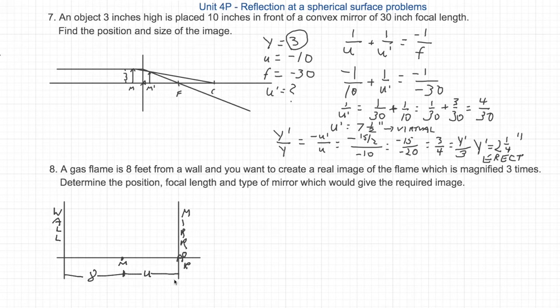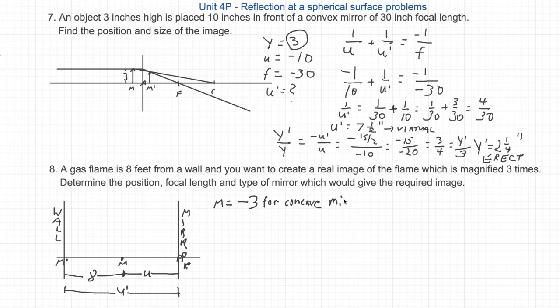That means U, the object distance from the mirror, is labeled appropriately. And U prime is the image distance. The image is formed on the wall, so the distance from the mirror to the wall is U prime. Now, M is the magnification, and that equals -3.